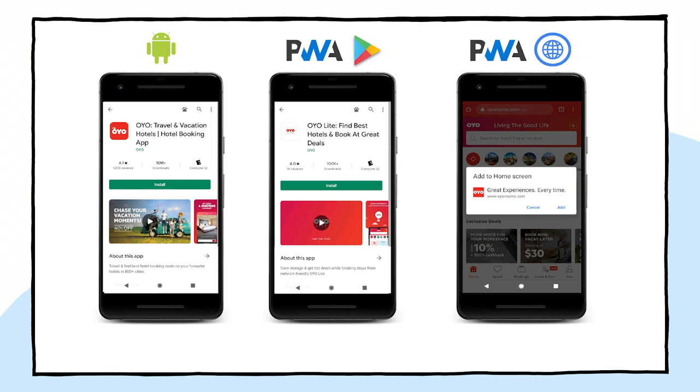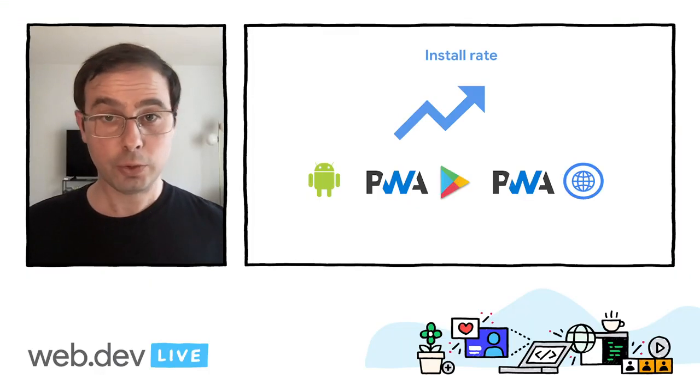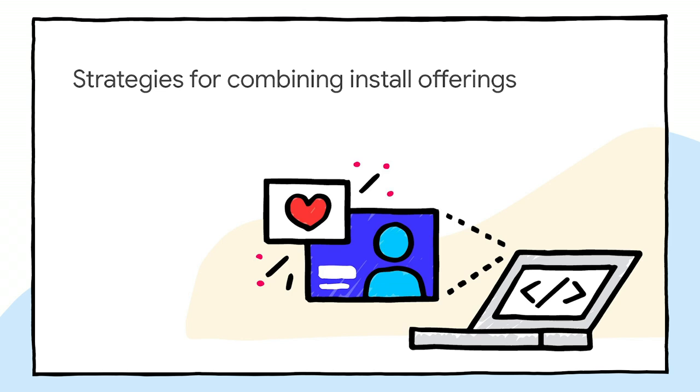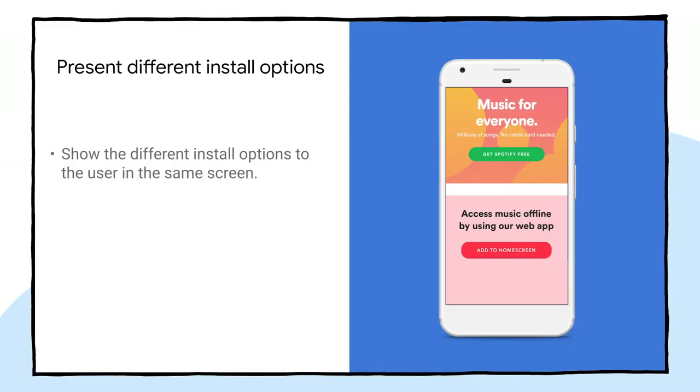Having all these ways to achieve app installs is great. But how can you combine all these offerings to increase installation rates while avoiding making your apps compete with each other? Let's discuss some strategies to combine different install offerings. The first strategy is to show the different options in the same screen. This is a simple approach that might just work for many users. The challenge is to be able to communicate the value proposition to distinguish clearly one from the other.